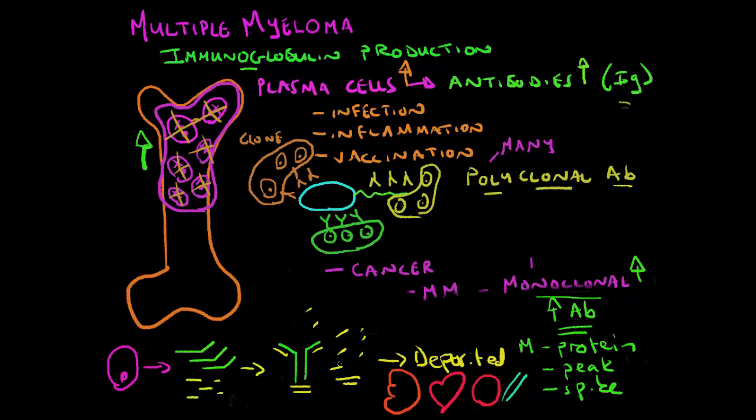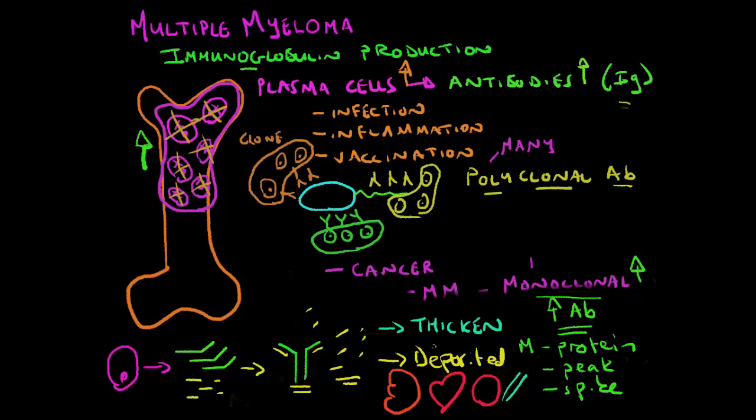So also important to know that because this is a protein, when it is increased, it can also thicken the blood, and we call that hyperviscosity. And this thickening of the blood leads to a slowing of blood flow, which can also cause a range of symptoms that are related to myeloma.